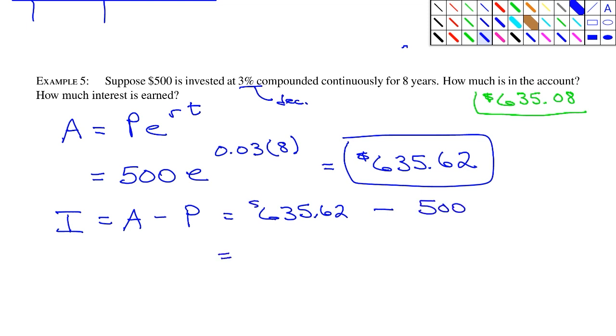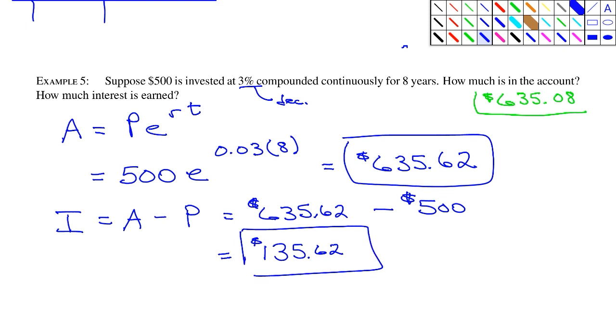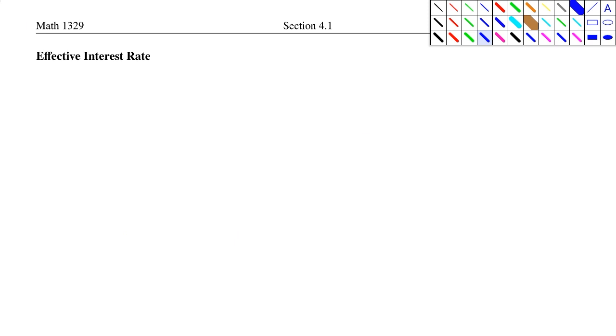These are dollars. And that's $135.62. So in fact, it was only a 58-cent difference between continuous compounding and the quarterly compounding.